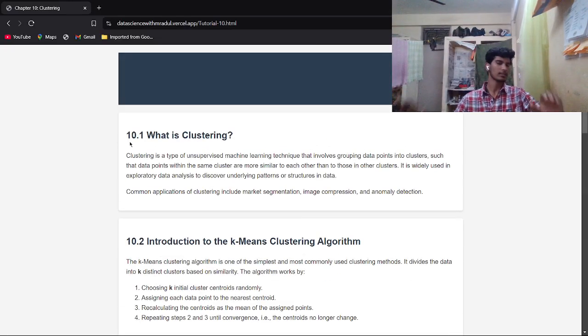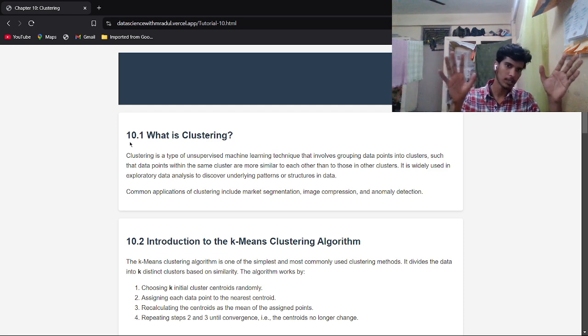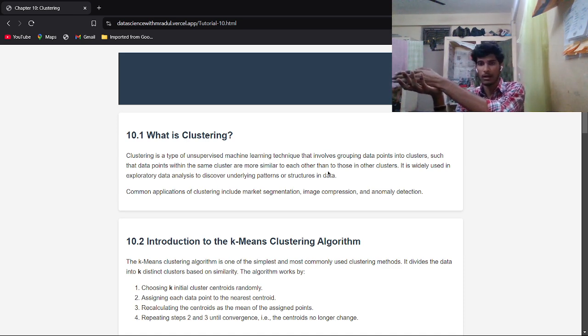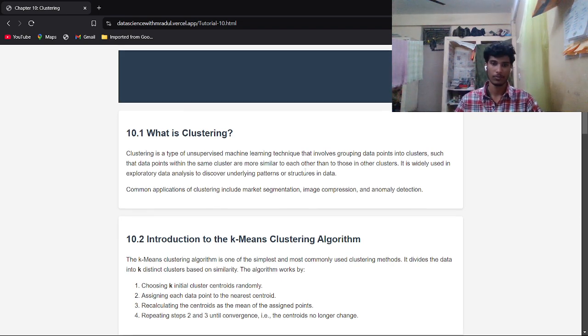So, clustering. Clustering by its name makes us understand what it is trying to say. Clustering means to group or make clusters of items according to their behavior, property or nature. Let me read the definition for you. Clustering is a type of unsupervised machine learning technique that involves grouping data points into clusters, such that the data points within the same cluster are more similar than those in other clusters. As I told you, we form the clusters because of the similarities between these data points.